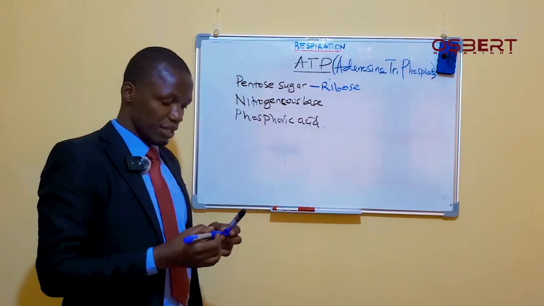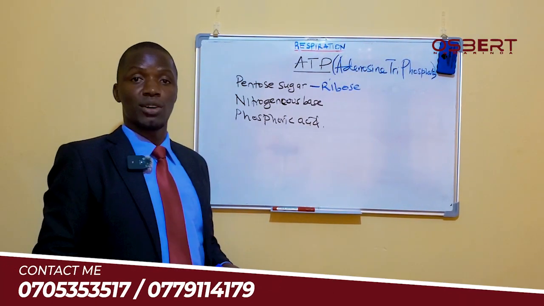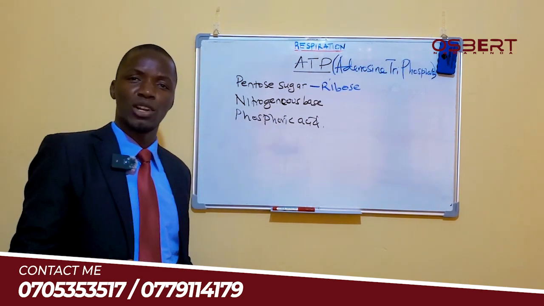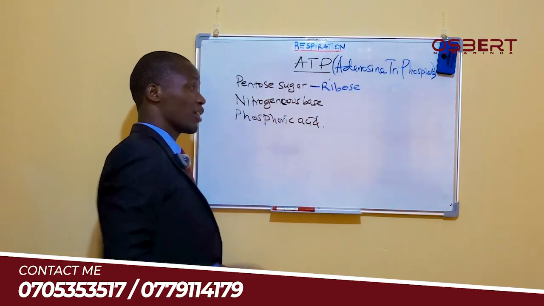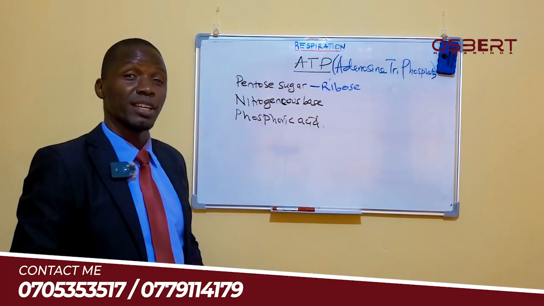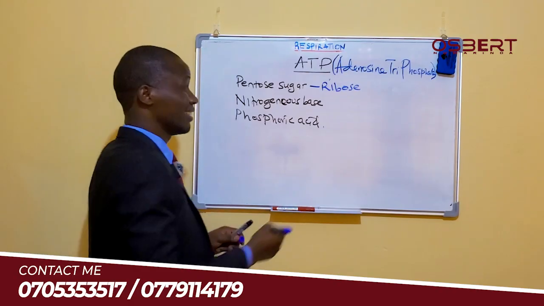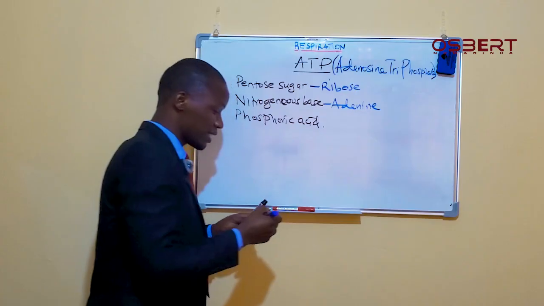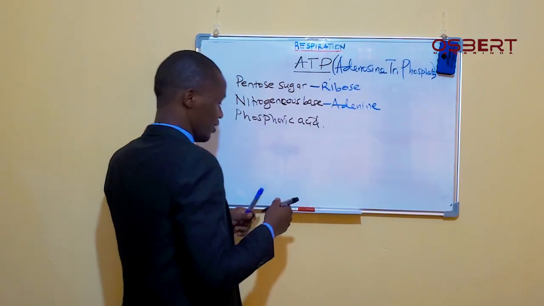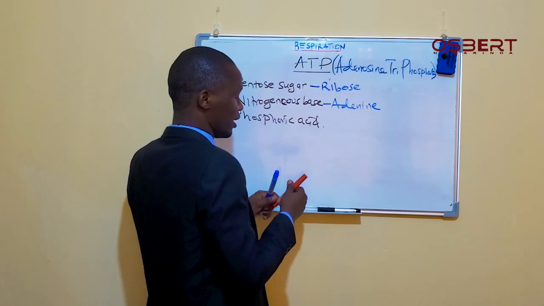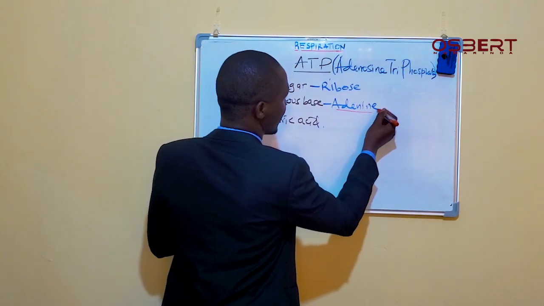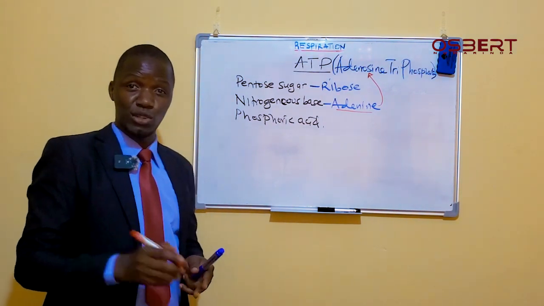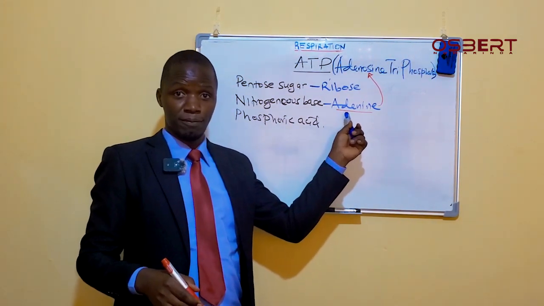It also has nitrogenous bases. Nitrogenous bases are organic bases that have a nitrogen within them. We know we have adenine, guanine, cytosine, and so on. But in this case, the nitrogenous base we have within ATP is adenine. It is this adenine that gives us this word adenosine. So adenosine is just a modification of adenine. You get it? Thank you.